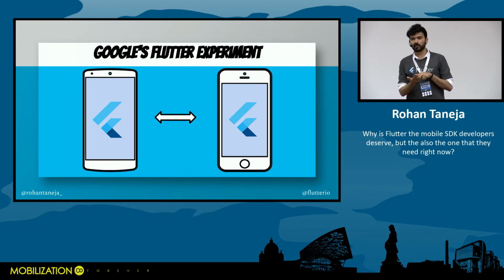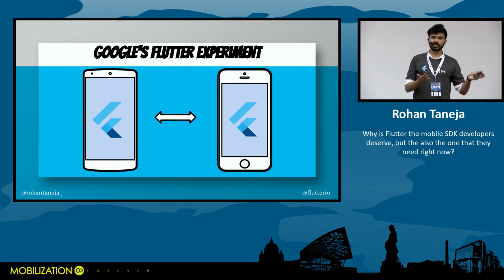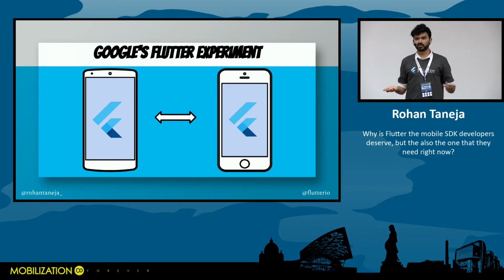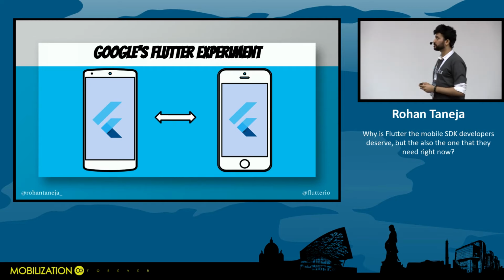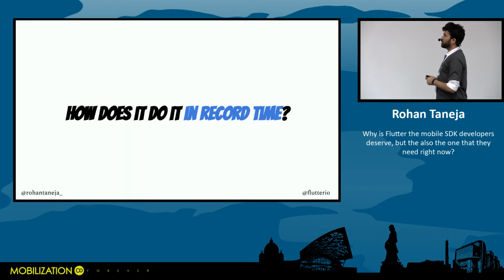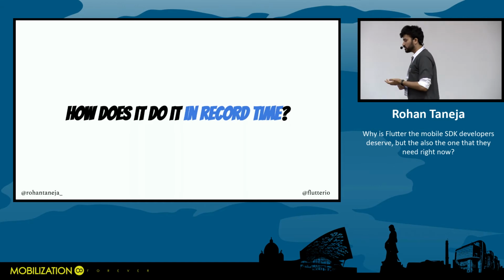I was using this app a day before that's on native Android. The next day, the Flutter team ships a completely different Flutter app to me with the same UI, the same performance, and I, as a user, cannot tell the difference. So we have covered that it builds great apps, beautiful apps, and native apps. But how does it do it in record time?